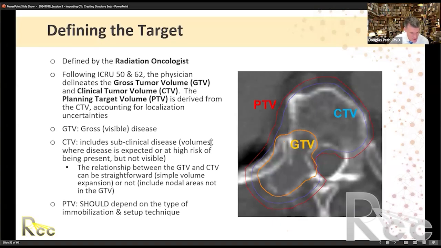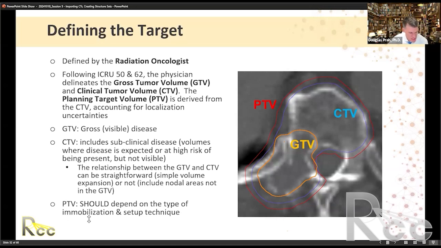And this is the volume where we know that we might not see it on here, but we know that this is all connected. So the disease is probably already spread into this region. So we're just going to go ahead and treat that volume because the probability of this disease being here is extremely high. So it's a high probability region is what your CTV is, high probability of disease.